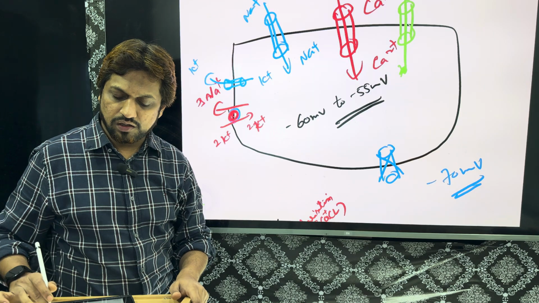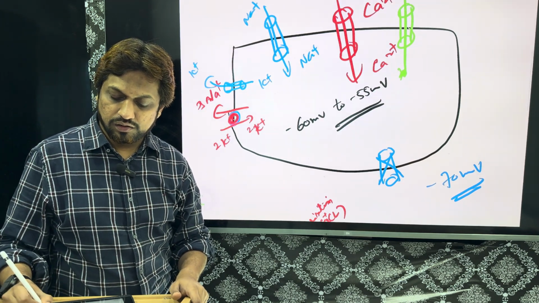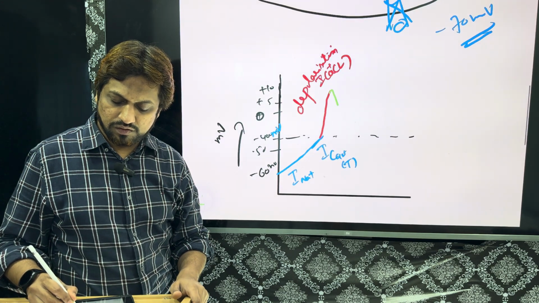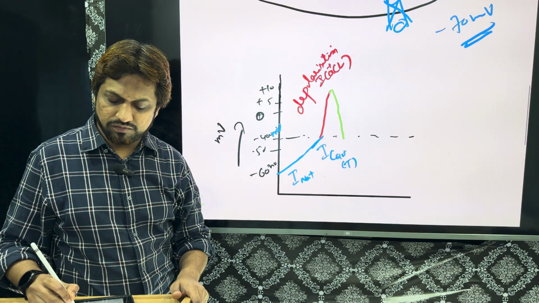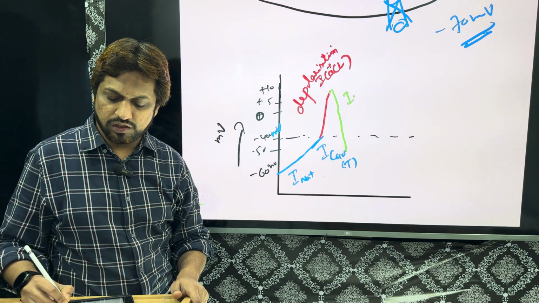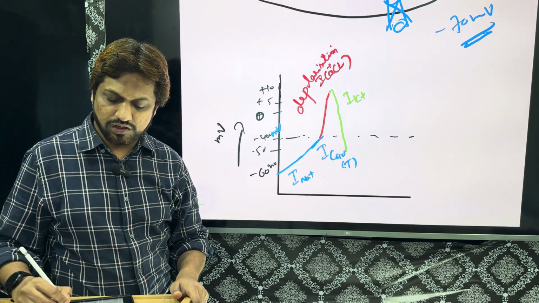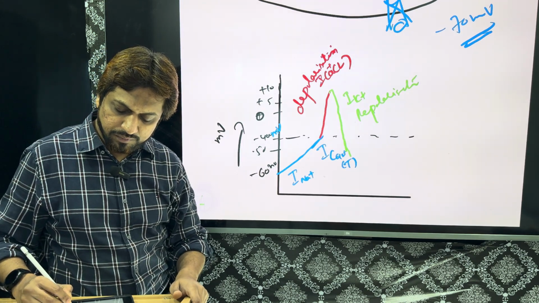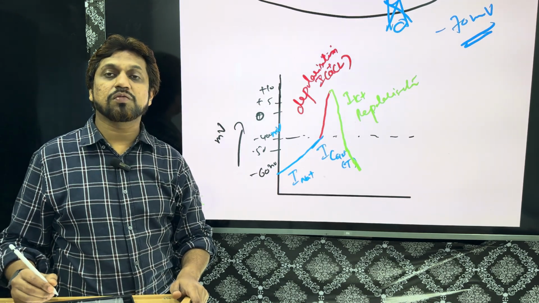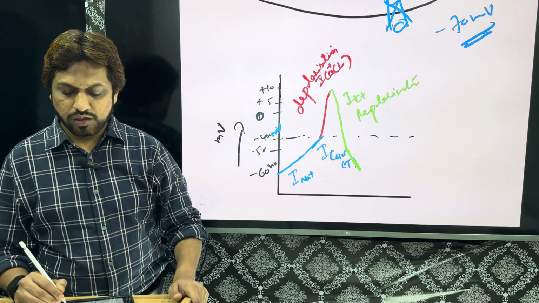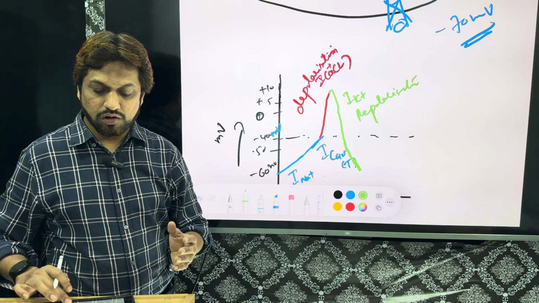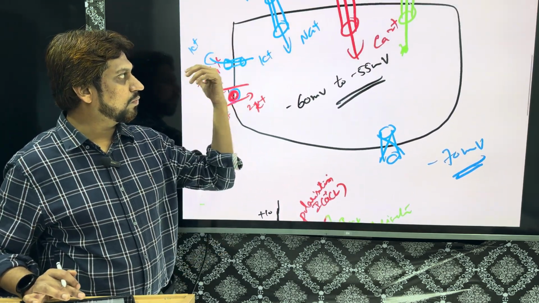Then after that, when the calcium channels close, there is opening of potassium channels, and the potassium from inside will move outside. It causes the repolarization, that is from depolarization the muscle becomes repolarized, because of the opening of the potassium channels. This is called the repolarization phase, and further it causes hyperpolarization to come to minus 60 millivolt.